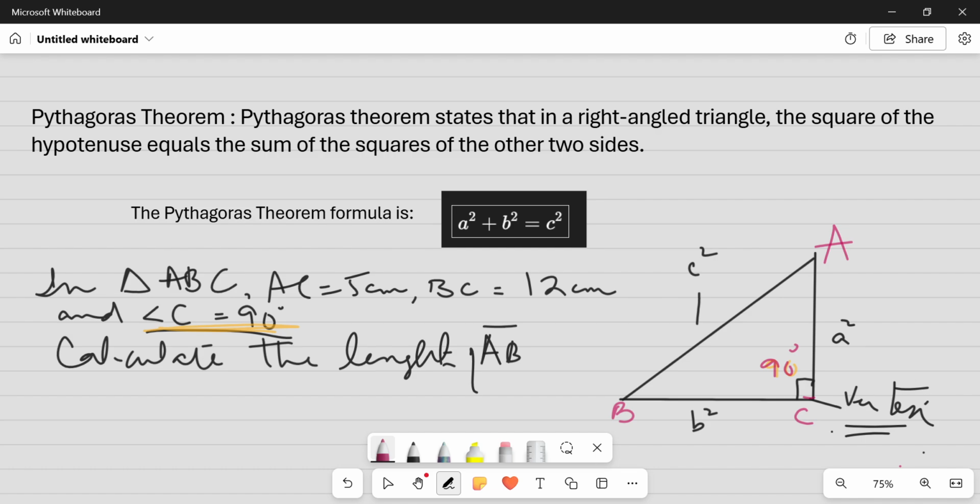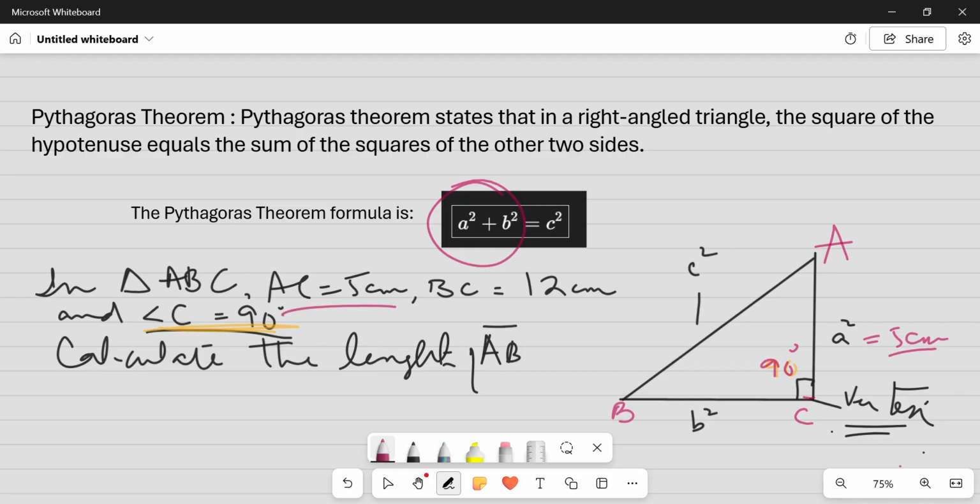So AC is 5 centimeter. You can write B instead of A and A instead of B. The reason is that both sides are written side by side in the formula, where one is the base and the other is the perpendicular, so you can write either of them. It doesn't matter. Both are going to be added, and the hypotenuse is the sum of these two sides, so do not get confused here. So AC is 5 centimeter.